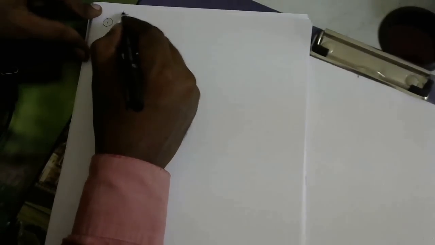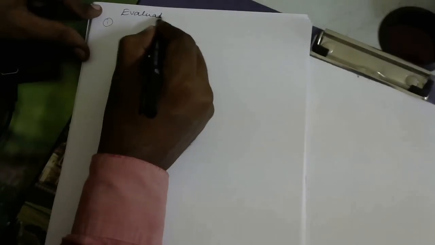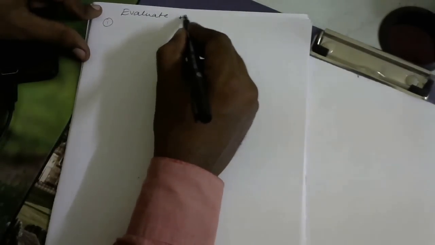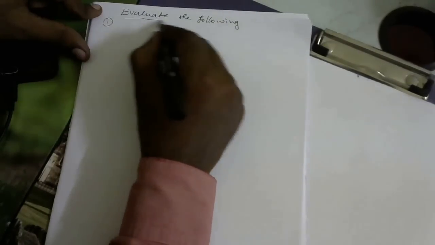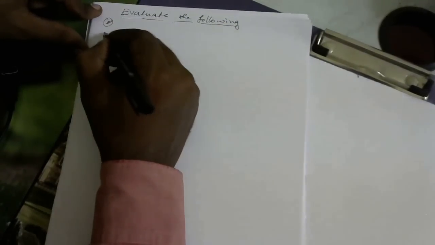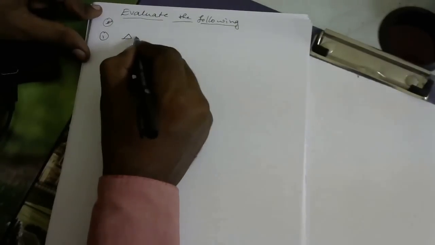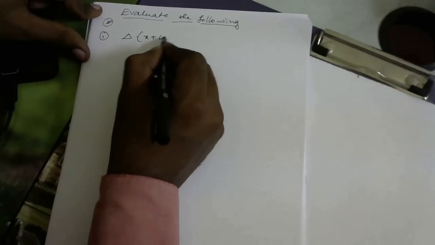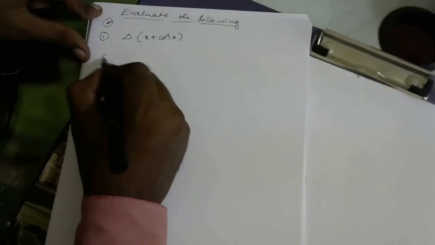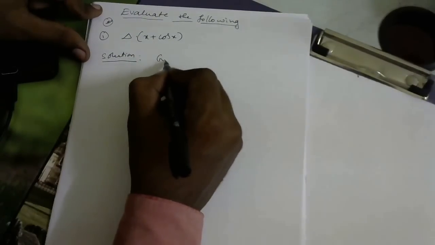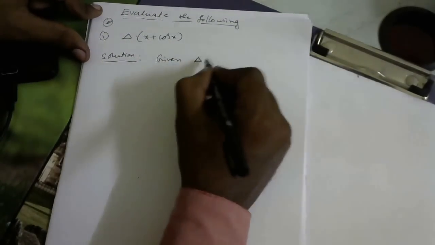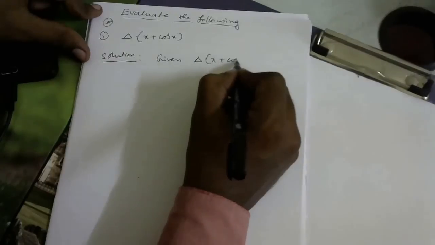Evaluate the following. The first one: delta of x plus cos x. Solution: given delta of x plus cos x.